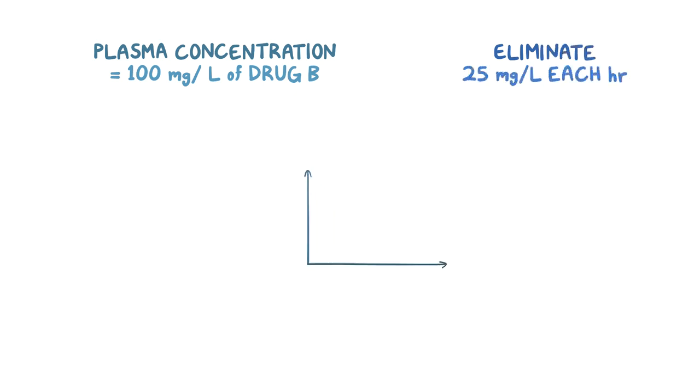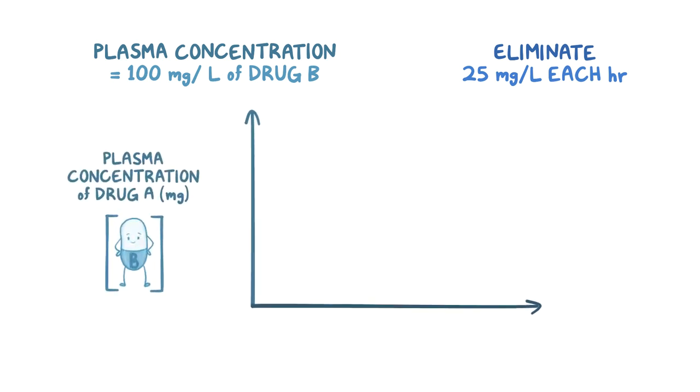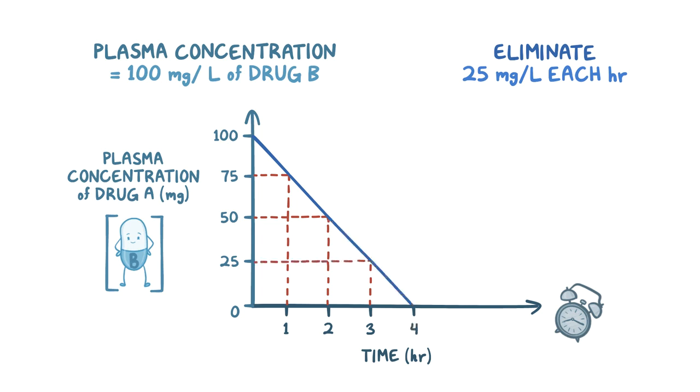Why don't we bring back that graph we had before, with the plasma concentration of the medication still on the y-axis and the time still on the x-axis. During the first hour, we'll go from 100 to 75 milligrams per liter. Then, after the second hour, we'll go from 75 to 50, then from 50 to 25, and then down to 0. So what we get is a straight line. And it takes 2 hours for the concentration of the medication to drop from 100 to 50 milligrams per liter. So its half-life is 2 hours.